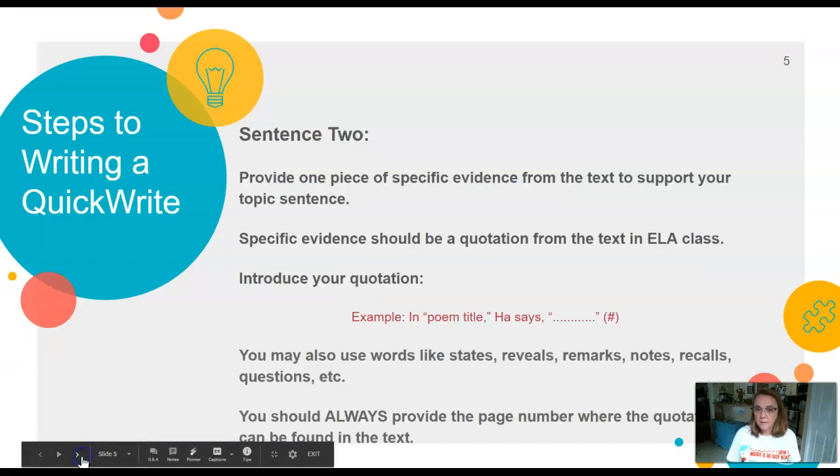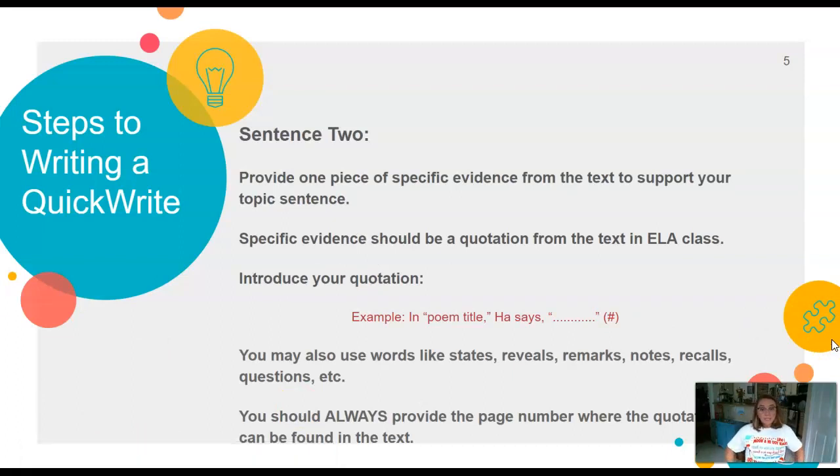Okay? Sentence 2. Sentence 2 provides one piece of specific evidence from the text to support your topic sentence. A piece of specific evidence in ELA class is always going to be a quotation from the text. Okay, so taking the book or the article that you're reading and taking exact words and putting them in quotation marks and putting a page number at the end of that sentence. A specific piece of evidence is always going to be a quotation.